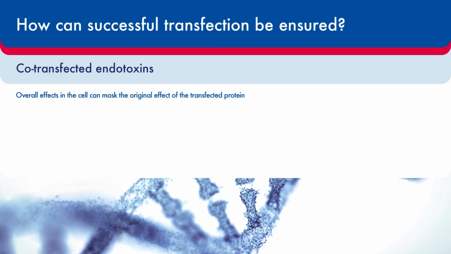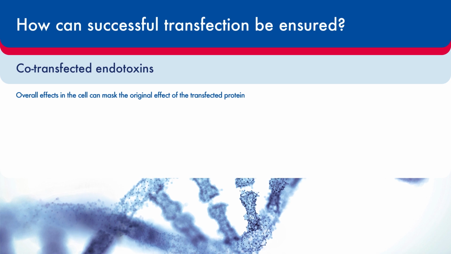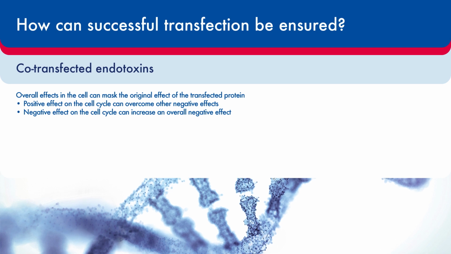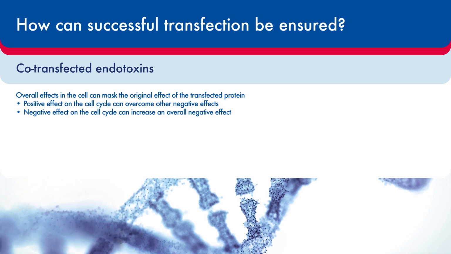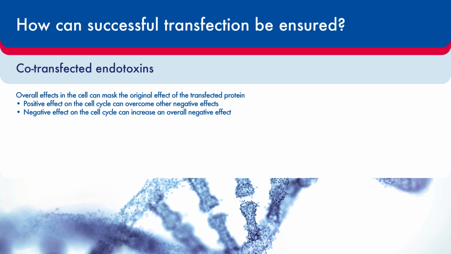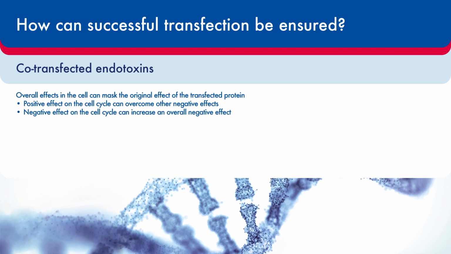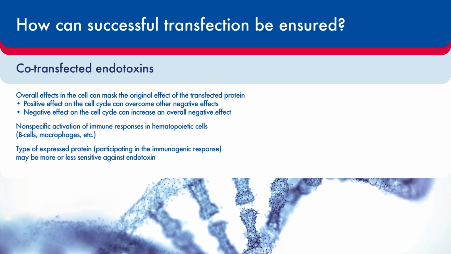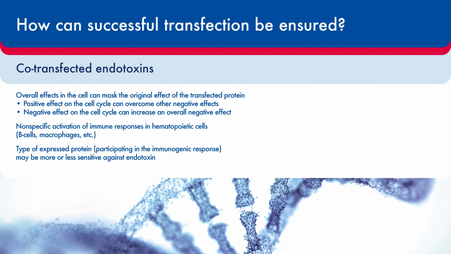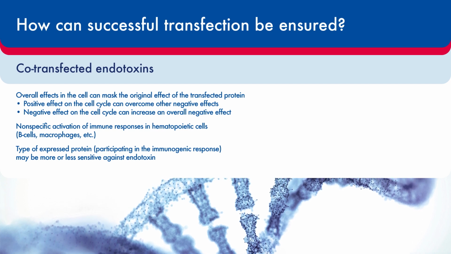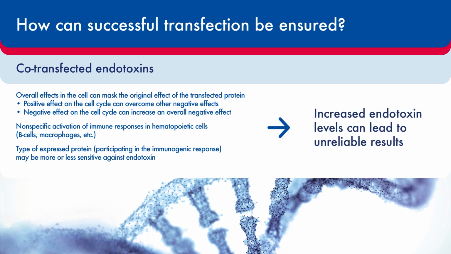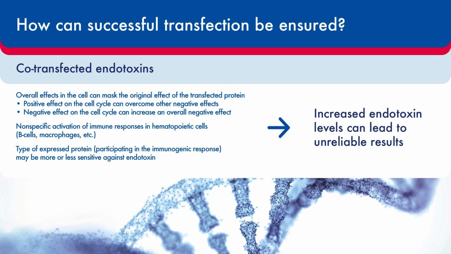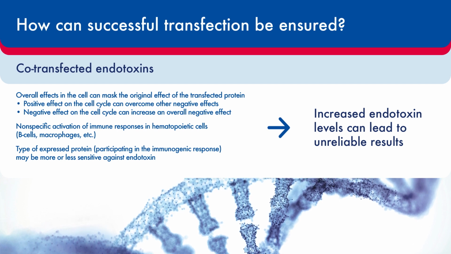Co-transfected endotoxins can alter the original effect of the expressed protein. For example, endotoxins may have a positive or negative impact on the cell cycle, masking or enhancing the effect of the protein expressed from the transfected DNA. Nonspecific activation of immune responses in hematopoietic cells may also lead to misinterpretation of the effects caused by the transfected protein. In summary, increased endotoxin levels can lead to unreliable results. Therefore, co-transfection should be avoided or kept to a very low level.